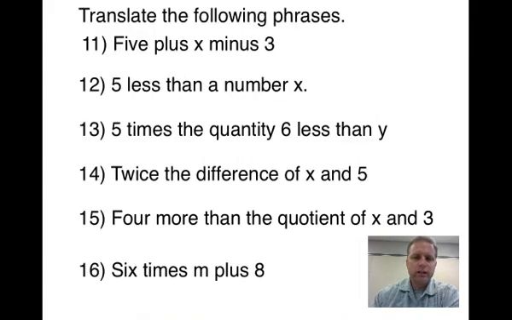Translate the following phrases. So please take a moment and translate these. Do the ones you can, skip the ones you can't. So 5 plus x minus 3. Pretty much write it as you see it. 5 plus x minus 3. 5 less than a number x. Less than's a key here. So we need to flip things around and we have x minus 5.